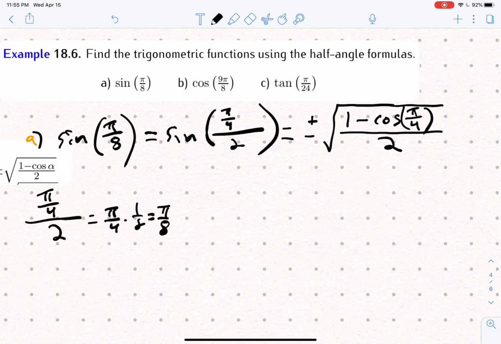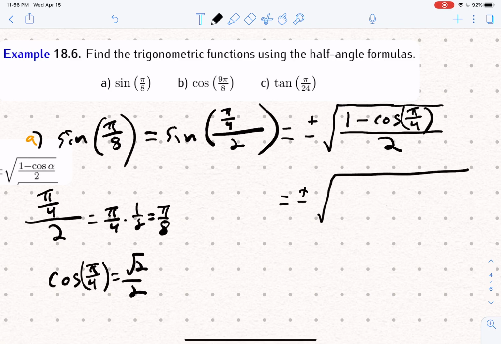That's one of the ones I know. Pi over 4, that's 45 degrees. That's the one where cosine and sine are the same, and they're both equal to radical 2 over 2. So cosine pi over 4, that one is radical 2 over 2. Let's go ahead and plug that in. So this is plus or minus radical of, you have to keep track of all your radicals and fractions, 1 minus radical 2 over 2, divided by 2. Okay, so that's just plugging in, replacing cosine pi over 4 with what it is equal to, radical 2 over 2.